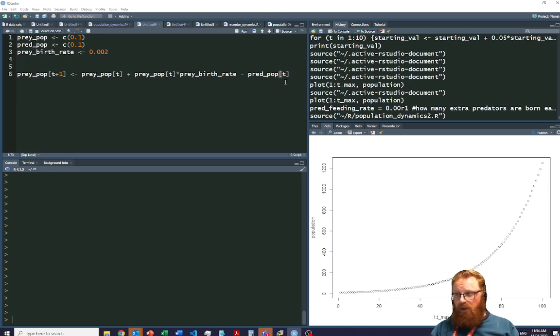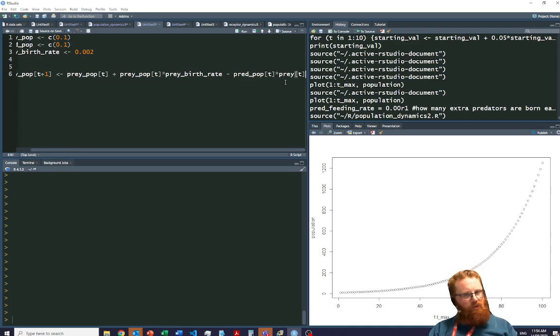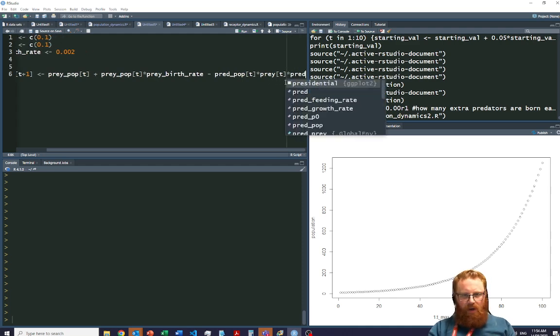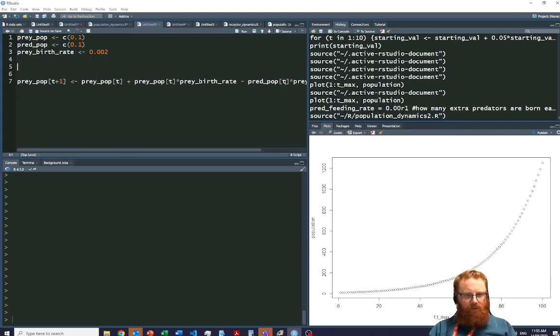But then I also think it should be affected by the prey population as well, because if there's rabbits all over the ground, then it should be quite easy for the predators to find them. So we're going to then multiply that by the pred_rate. All right, so this is how our prey population changes. Say our predation rate is going to be, let's say, 0.0005.